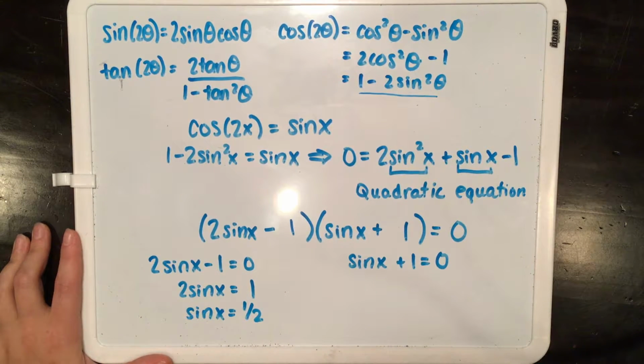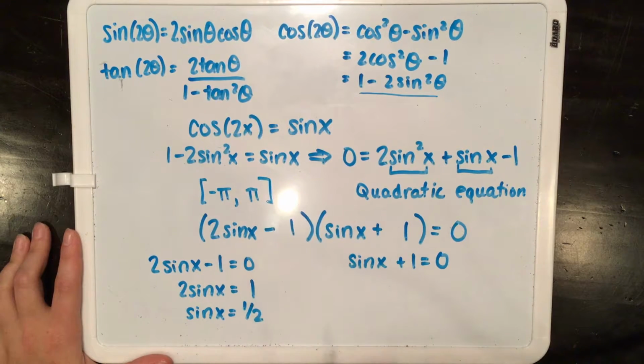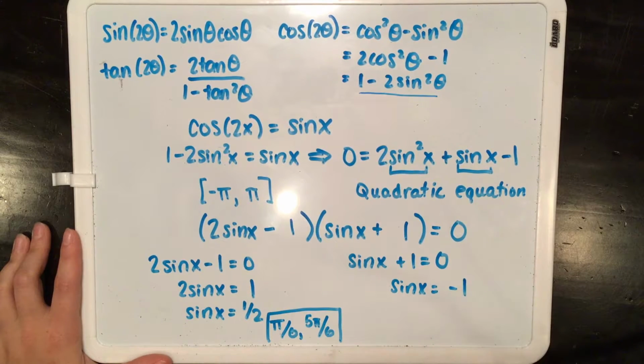When you divide by 2, there's going to be 2 values on the interval from -pi to pi, which we'll use to report our answer. There's 2 values that make the sine 1/2, and those 2 values are pi over 6 and 5 pi over 6. And over here, sine of x equals -1. There's only one value where we get a -1 for sine, and that value is -pi over 2.